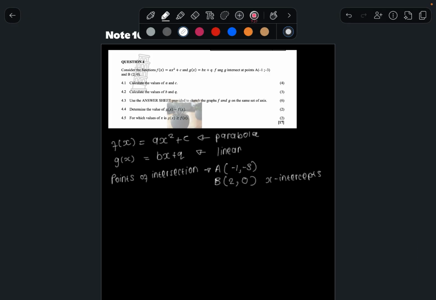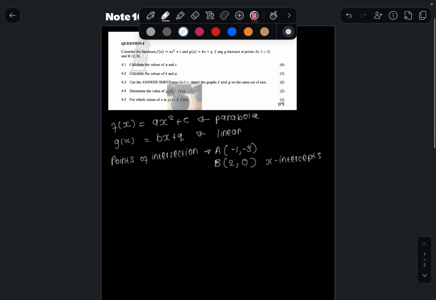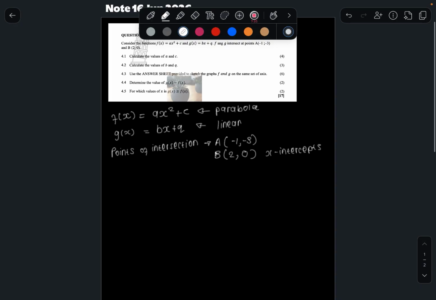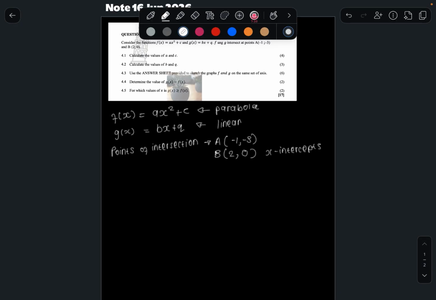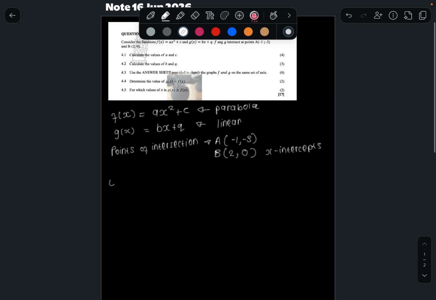You would think like an examiner. I mean, if you do past papers a lot, you would think like an examiner. So you would know what you should do immediately, instantly. Okay. So 4.1 says calculate the value of a and c. So 4.1, we want the value of a and we want the value of c. So those basically come from our first graph, which is f of x equals ax squared plus c.